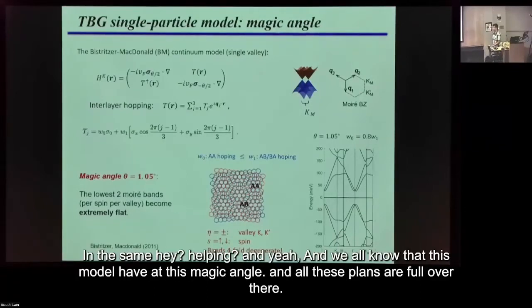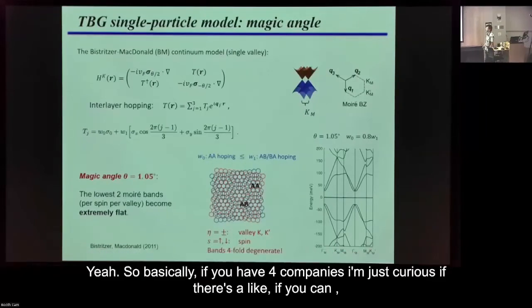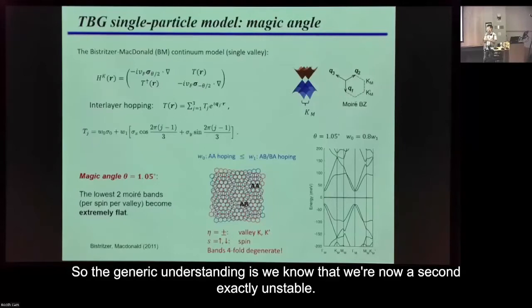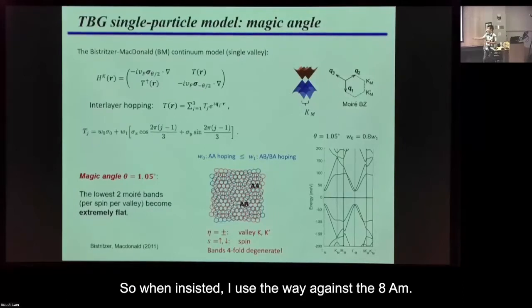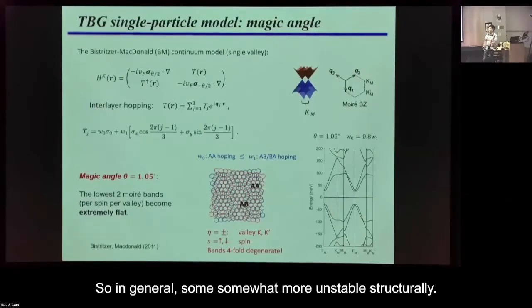I'm just curious if you can provide a physical, intuitive sort of reason why W0 needs to be less than or equal to W1 in terms of the parameters. Yeah, very good question. So the generic understanding is we know that for untwisted bilayer graphene, the ground state is AB stacking, Bernal stacking, and AA stacking is actually an unstable configuration. So when you twist it, you have regions of AA and AB. So in general, the AA region is somewhat more unstable structurally, so it tends to shrink the region of AA relative to AB. So that makes W0 smaller than W1.